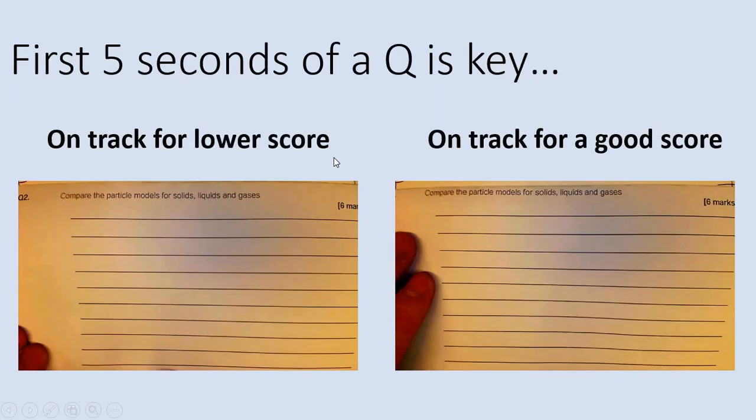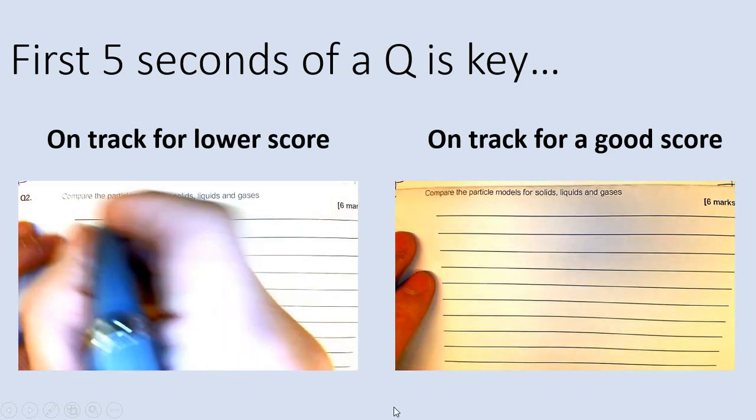Now I'm an examiner, and the first 5 seconds of any question is key. Having watched many students sitting many exams in my time, the first 5 seconds can tell me generally how a student's going to do. And I'm going to press these two videos here, and we're just going to compare. The student here on the left is probably going to score a lower mark in this 6-mark question than the one on the right. Okay, and both questions are going to run together.